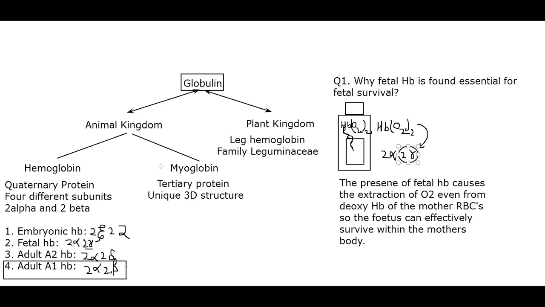Now we are looking at the structure of myoglobin and hemoglobin, and let us compare these structures. Myoglobin consists of 8 helical structures. I cannot draw all the 8 helical structures because that will take lots and lots of time. So I cannot draw the entire structure.